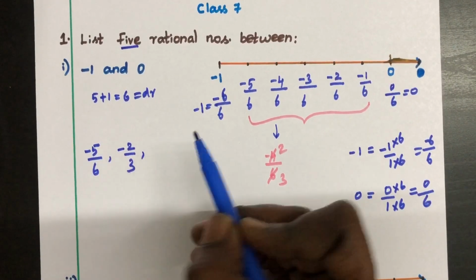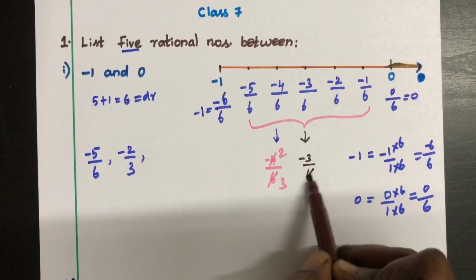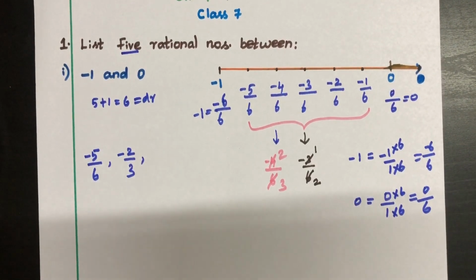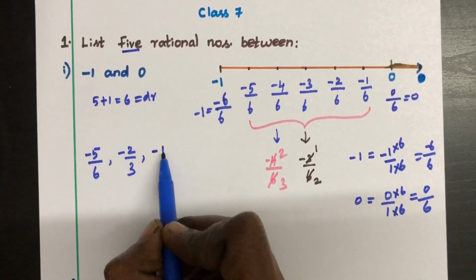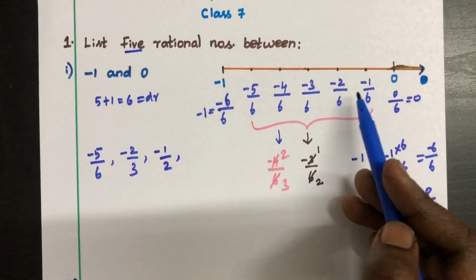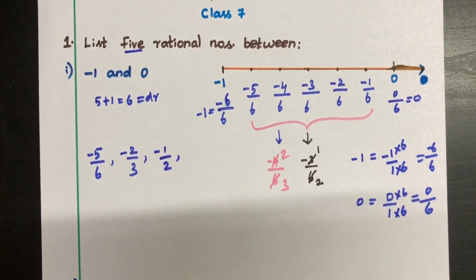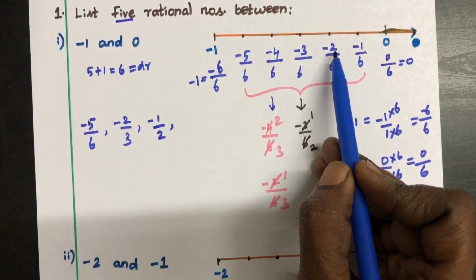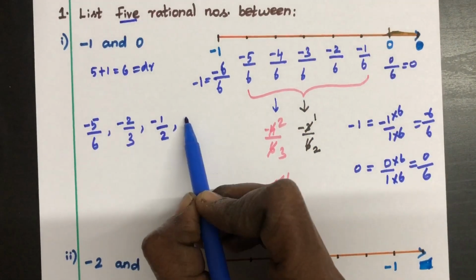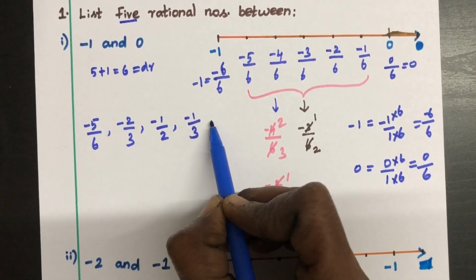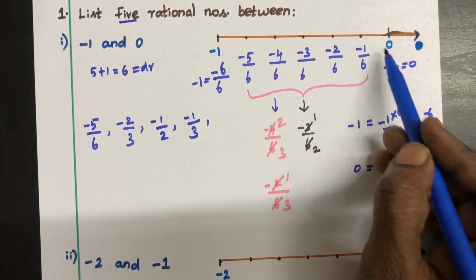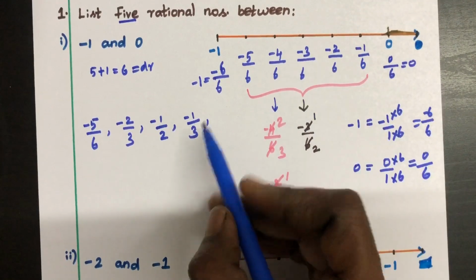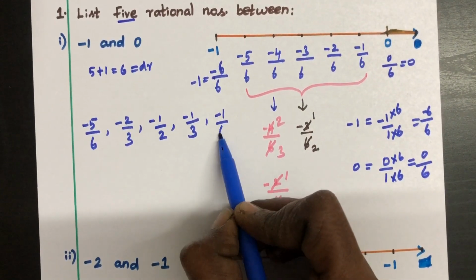That's all. Now -3 by 6. If we cancel using 3, 1 times 3, this is 2 times 3. So this is equal to -1 by 2. Here -2 by 6. If we cancel using 2, 1 time, this is 3 times. So instead of -2 by 6, I am going to give -1 by 3. Comma, this is already in simplest form because there is no common factor between these two other than 1. So just give this as -1 by 6.